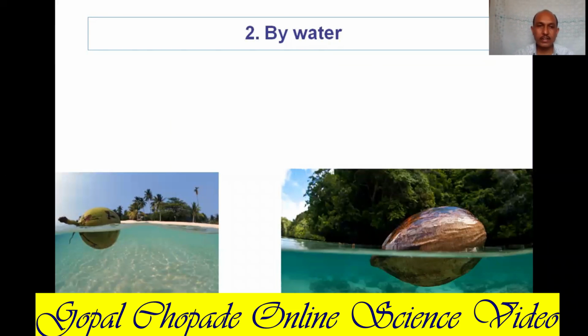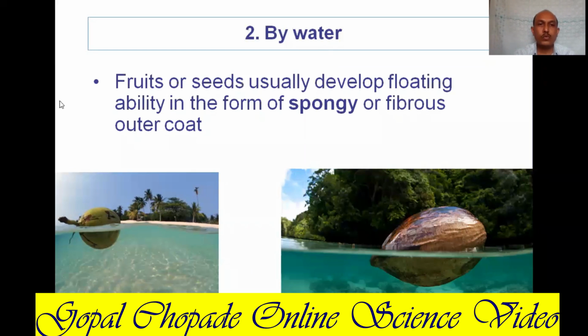Now come to water. Now you can see here coconut floating in the water. So when the coconut falls, it will be carried by water to distant places. So the fruits or seeds usually develop floating ability. They have a spongy, fibrous outer coat, which you might have seen when you remove the shell of a coconut. So that makes the coconut float in the water, and along with the water current, it will go to different areas. Okay, so the example is coconut by water.